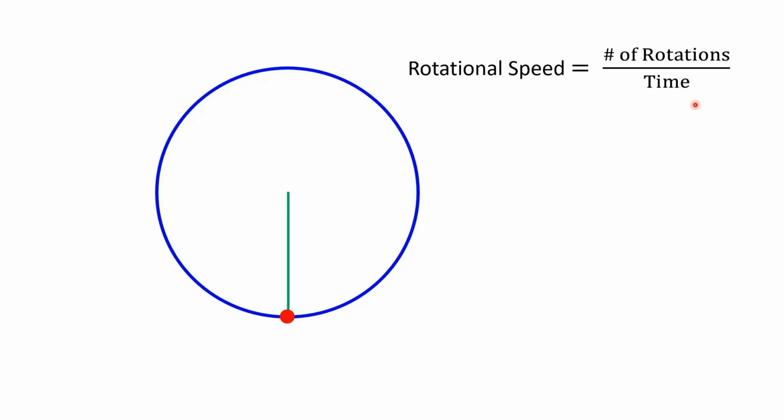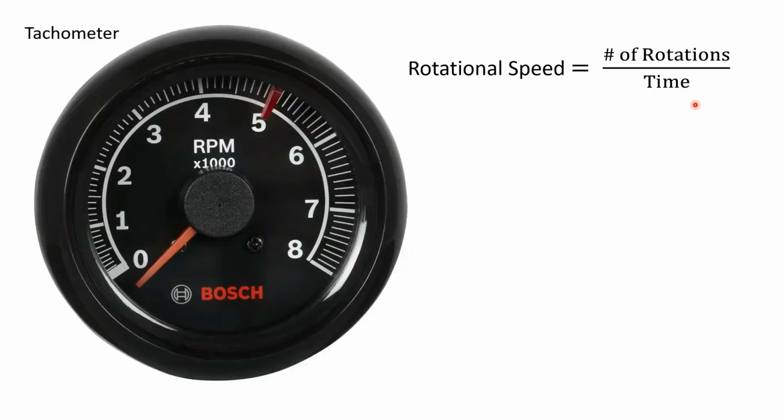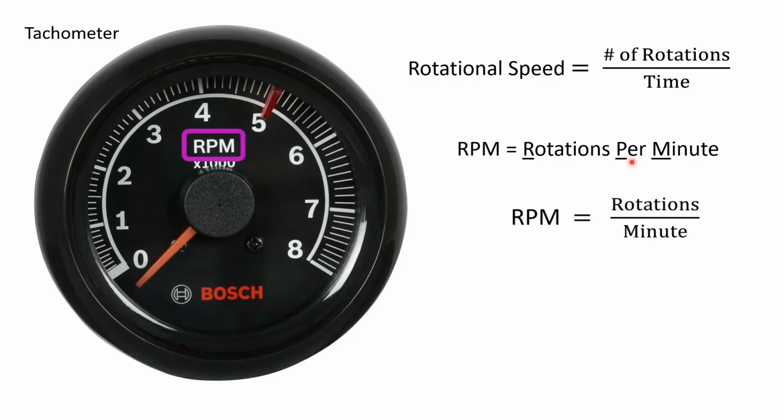Okay, so a common device that uses rotational speed that you would recognize is one of these things. This is called a tachometer. If you notice right there, it's labeled RPM, and you probably know that RPM stands for rotations per minute. Now this per, I've said this before, is just a division operator. So we can really write that as rotations divided by minutes. Well, that's just what we have up here: number of rotations divided by time.